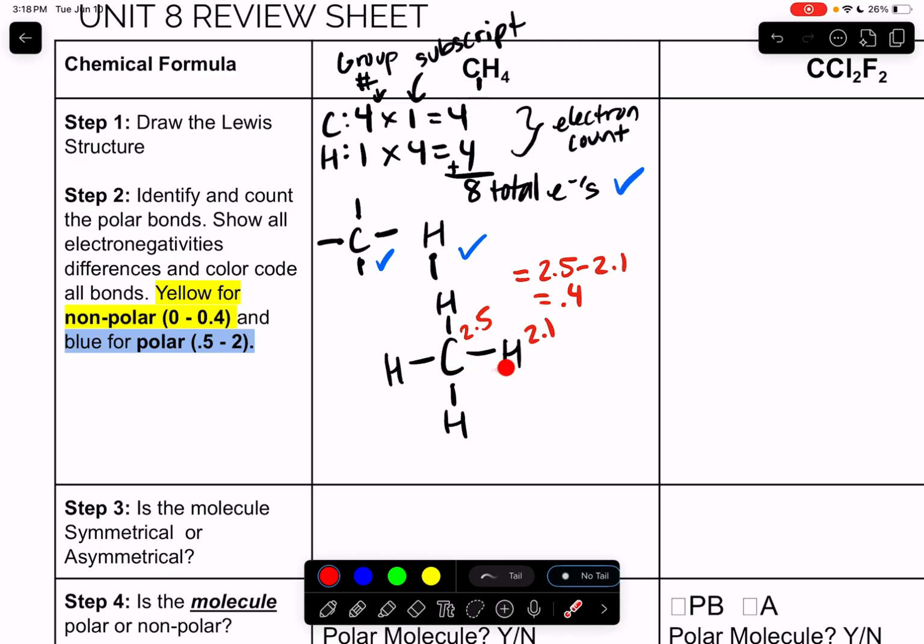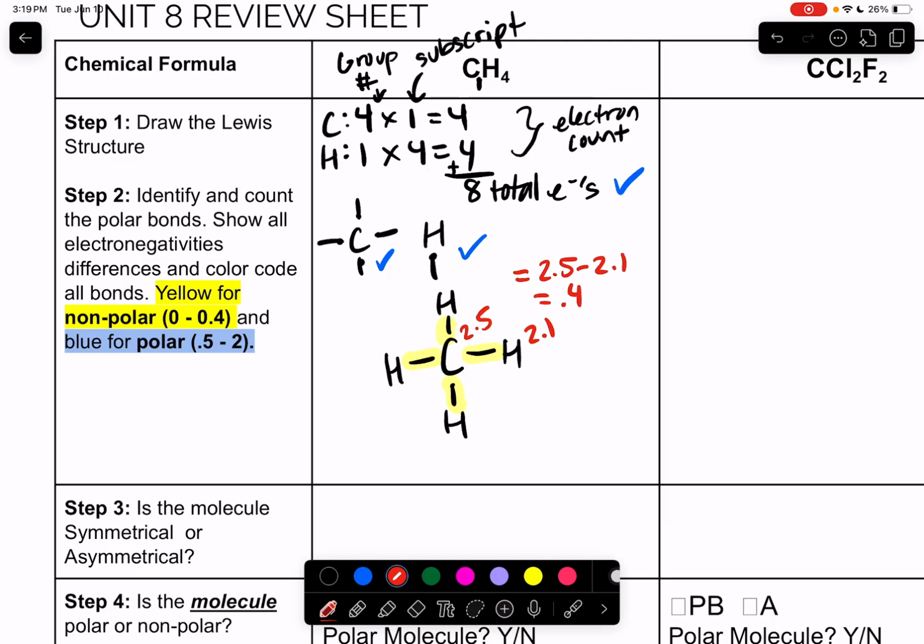Another thing is, since these are all the same bonds, I have CH, CH, CH, CH, I don't have to subtract this 4 times because it's going to be the same regardless. So I just have to do this once, and then I'm going to highlight all of these yellow. All right, so that's done for step 1 and 2.